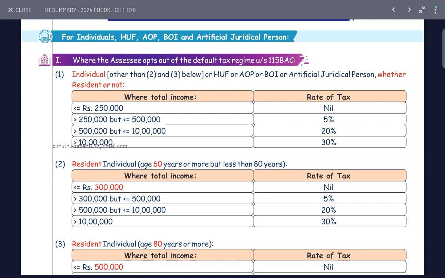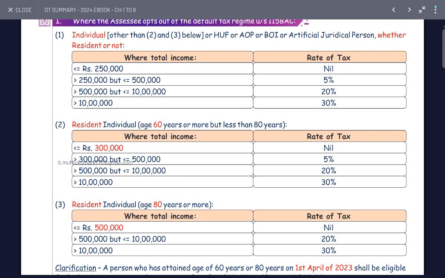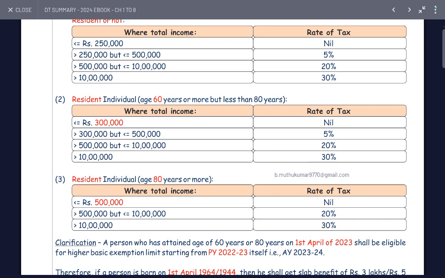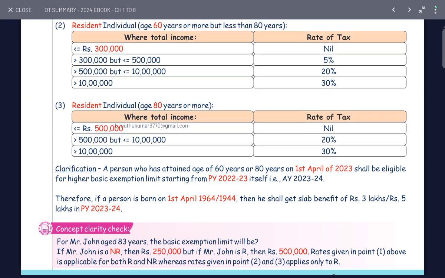Total income up to 2,50,000 is nil; 2.5 lakhs to 5 lakhs, 5%; 5 lakhs to 10 lakhs, 20%; more than 10 lakhs, 30%. For resident senior citizens, up to 3 lakhs is nil; 3 lakhs to 5 lakhs, 5%; 5 lakhs to 10 lakhs, 20%; above 10 lakhs, 30%. For resident super senior citizens, up to 5 lakhs is nil; 5 lakhs to 10 lakhs, 20%; and more than 10 lakhs, 30%.